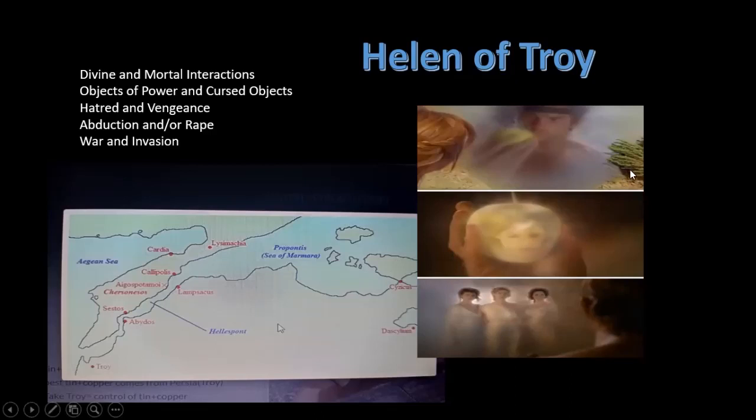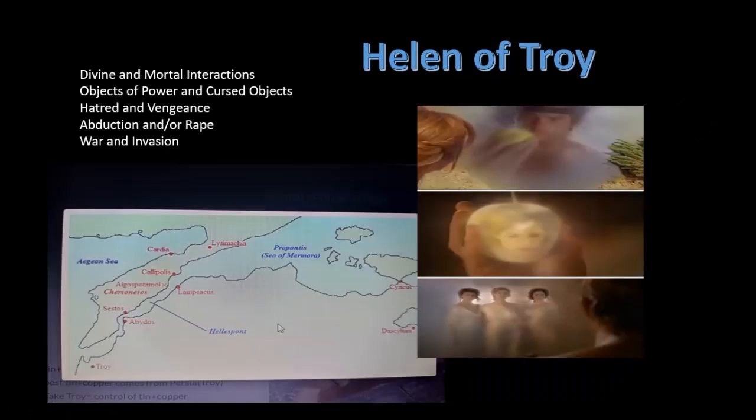Okay, all right. Now, regarding objects of power and cursed objects, we have here the apple, which is a cursed object. Paris had to abduct her, okay? So that's another archetype, the abduction, all right? And a rape, they call it rape. The moment you are abducted, they already consider it rape, okay? Because why else would a woman be abducted? Okay, so that's how they think of the entire thing, all right?